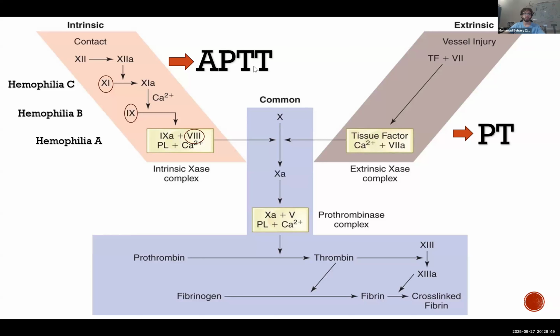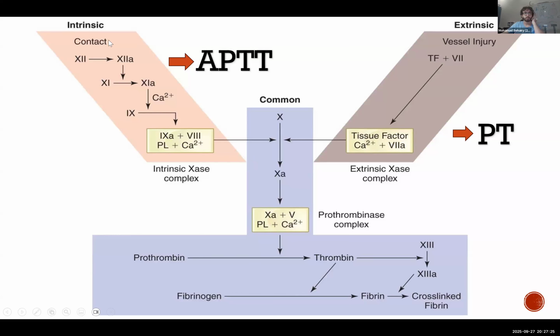Some of you are asking what APTT and PT are. Do you remember how we said that to know if primary hemostasis is working well, we measure the bleeding time? The exact same concept applies here. Primary hemostasis, to know if it's doing well, measure the bleeding time. Extrinsic pathway, to know if it's doing well, measure the prothrombin time, PT, tennis outside. Intrinsic pathway, to know if it's doing well, measure the APTT, which is play table tennis inside.